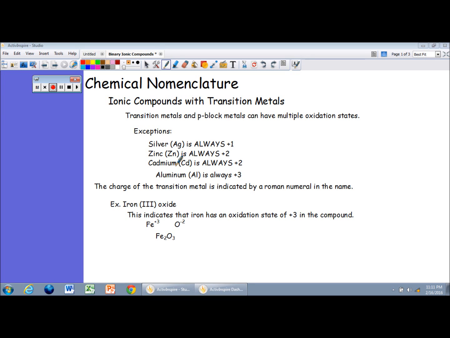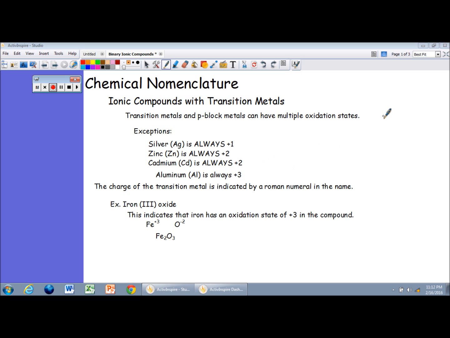Alright, so when you're naming ionic compounds with transition metals, they will have various charges. So will metals in the p block, or the metals that are directly found under the nonmetals. There are a few exceptions. Silver will always have a +1 charge, zinc and cadmium will always have a +2 charge, and aluminum will always be +3. These elements you will not need to use a Roman numeral for.